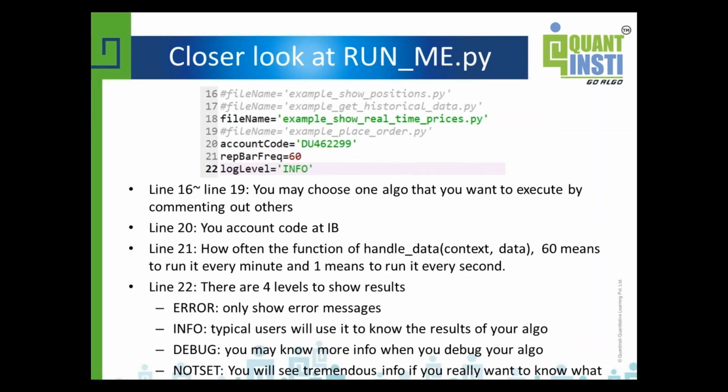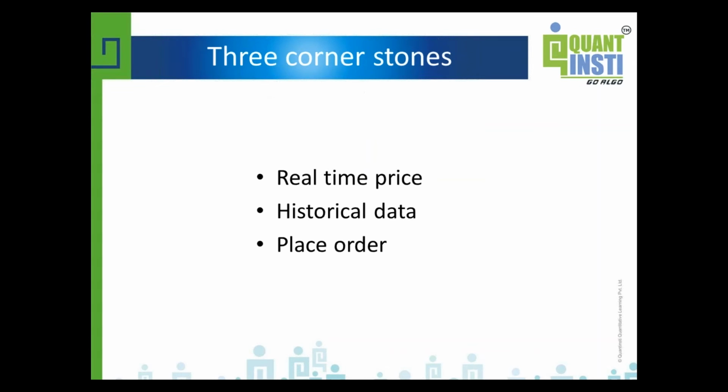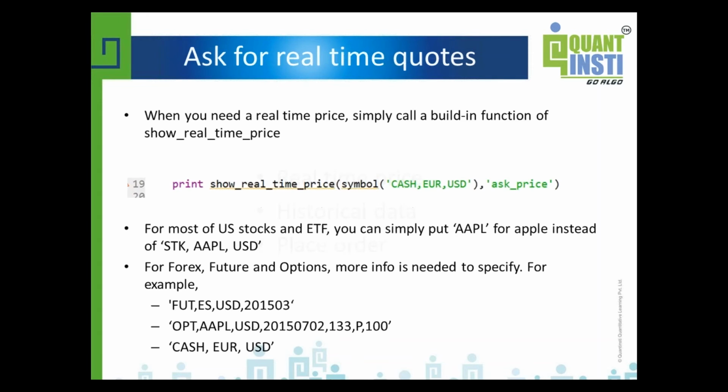3 cornerstones of IBridgePy. I will talk about real-time price, how to ask for historical data, and how to place orders. The first is asking for real-time quotes. When you need a real-time price, just simply call a built-in function, which is show real-time price, as I showed in this line.